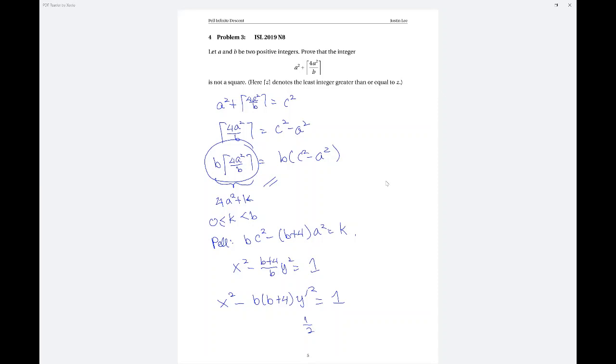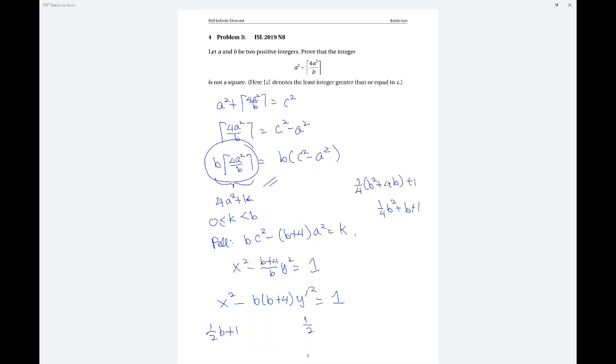Thinking. Okay, what is this? 1/4 times b squared plus 4b plus 1, so that is 1/4 b squared plus b plus 1. Okay, that is, yeah, 1/2 b plus 1. That is actually a solution, x and y.